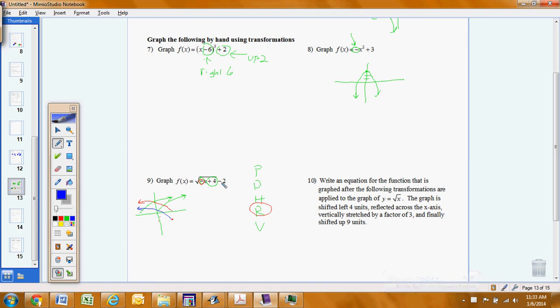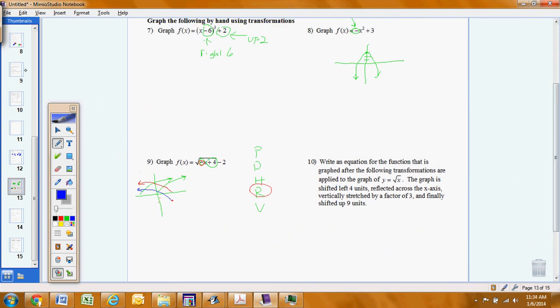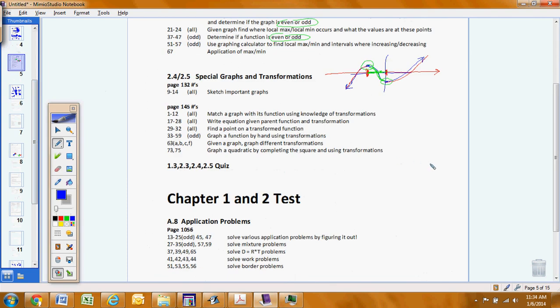And you need to know that, it's going down 2, it's going left 4, and then it's being reflected over the y-axis because that negative is being applied to just the x, not in terms of the whole function. That was kind of a tricky thing, but you can play with that with the PDHRV. All right, let's go back to where we were. Oops, that's not it. Trying to finish off the learning targets.